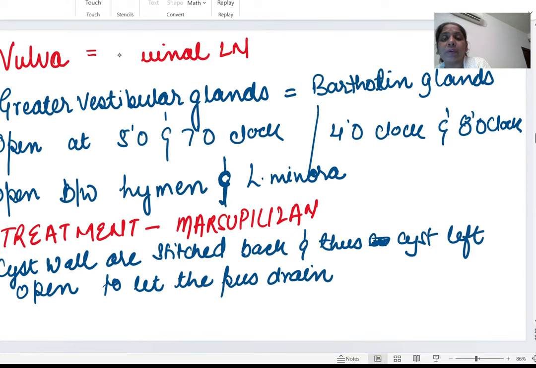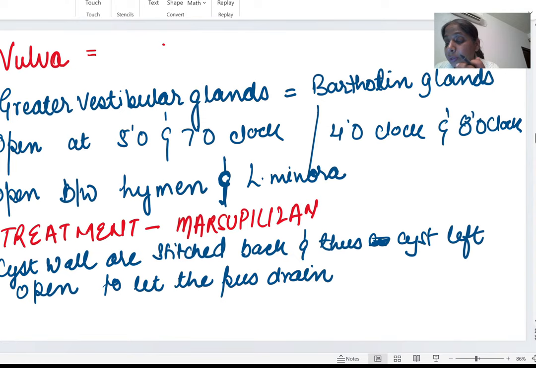What is the greater vestibular gland? Dr. Jessica, it is inguinal lymph node, this we will study later. Okay, very good. Tell me, what is another name of the greater vestibular gland? Come on, everybody. This has been asked. Very good. It is Bartholin gland.